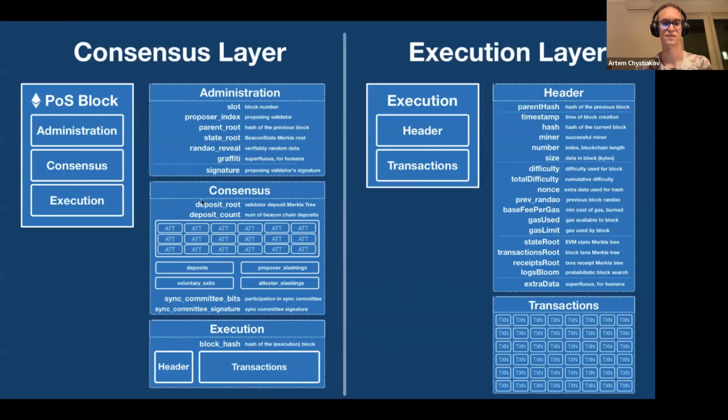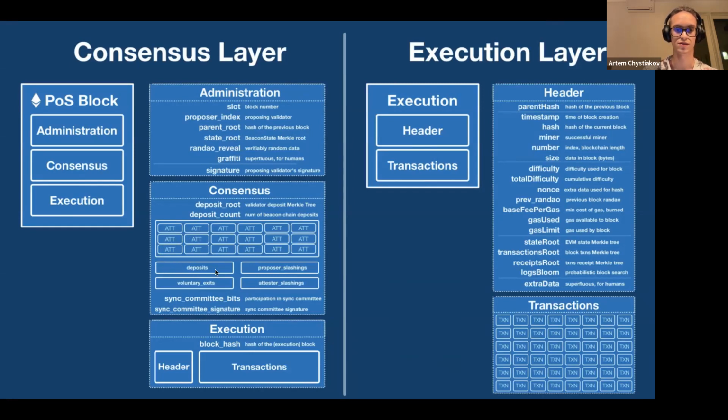Then the consensus, the deposit root, it is the root of the Merkle tree that holds the validator deposits up to this block. The deposits count, the attestations. These are the unique attestations, aggregated attestations of every single validator that voted for this block. They are also signed with BLS signatures.